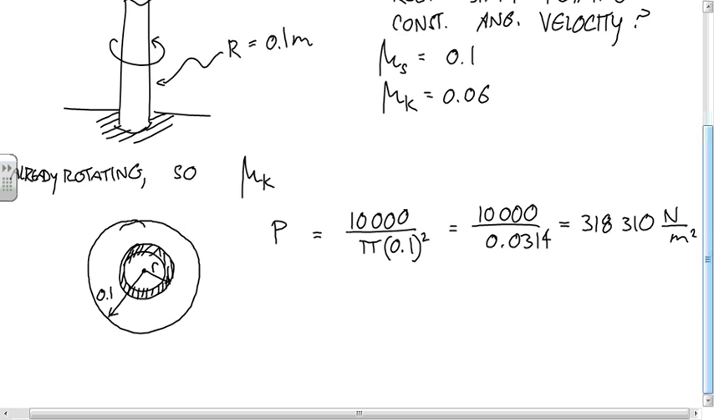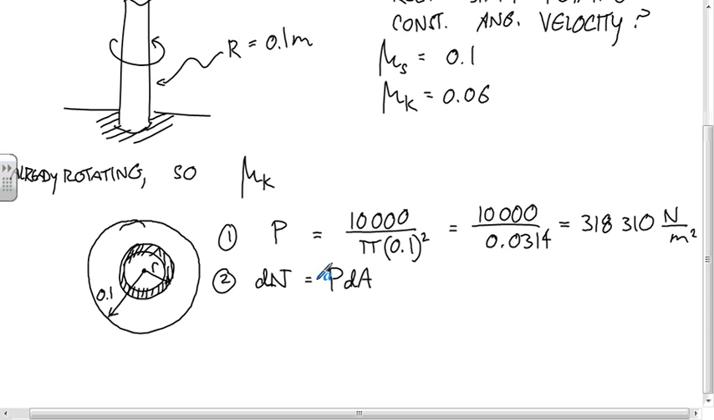And so now what we want to figure out, based on this pressure, is the increment of normal force that's taken up by this infinitesimal ring. Okay, so how do we get that? I'm going to number these steps because you can always follow these steps. First thing, get the pressure. Second thing, multiply the pressure times the increment of area to get the increment of normal force. So dN is equal to the pressure times the increment of area.